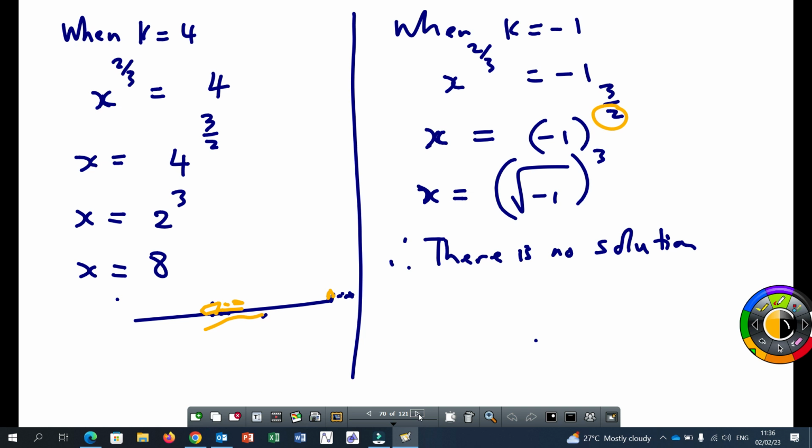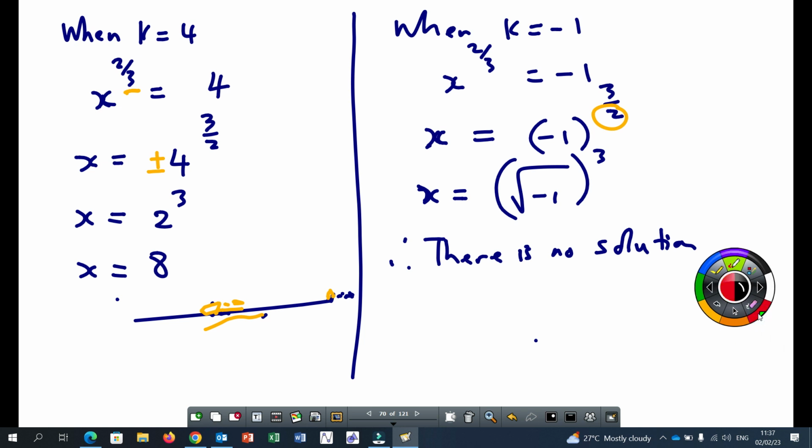Alright. So here, the numerator of the rational exponent is even. The denominator is odd. So what that means is, when we want to get our answer, we have to put a plus or minus there. Because the numerator is even, the denominator is odd, you have to put a plus or minus. So that in the end, your final answer will be both a positive 8 and a what? A negative 8.